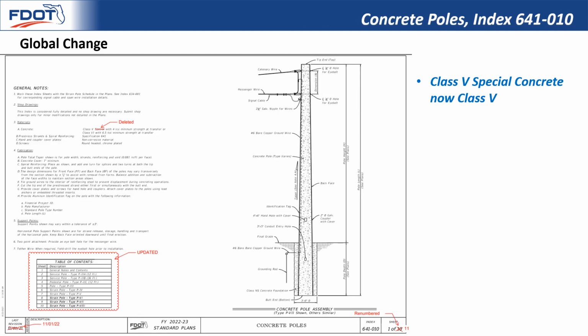Next, let's briefly look at index 641-010, concrete poles. Joshua Turley is going to cover this index later, but I wanted to mention a global change that was made to the indexes. Class 5 special concrete was removed from the specifications by the State Materials Office, so any reference to this was changed to Class 5 concrete in the standard plans.